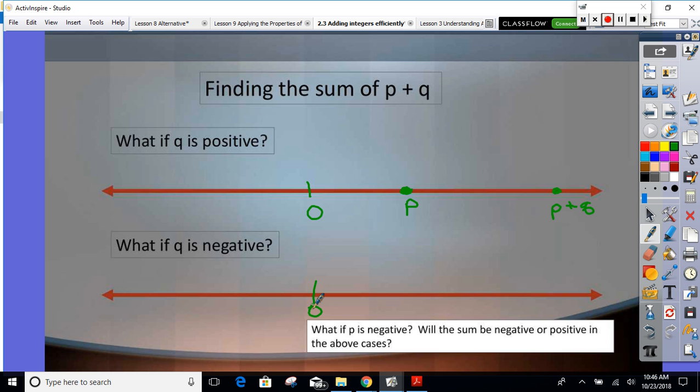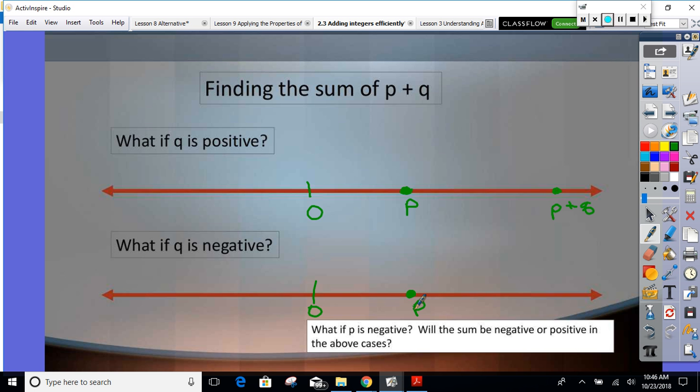Let's look at this scenario. Let's put P in the same place. What if Q is negative? Kendon? Why does it say 1? Just because it's a gray background. It's just a different color background. Okay, so if P were here, and if Q were negative, where would the sum P plus Q be?